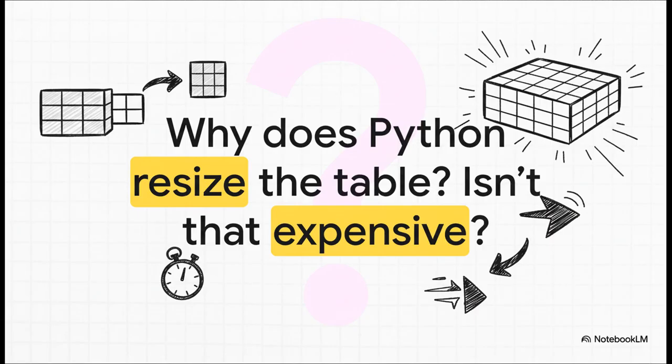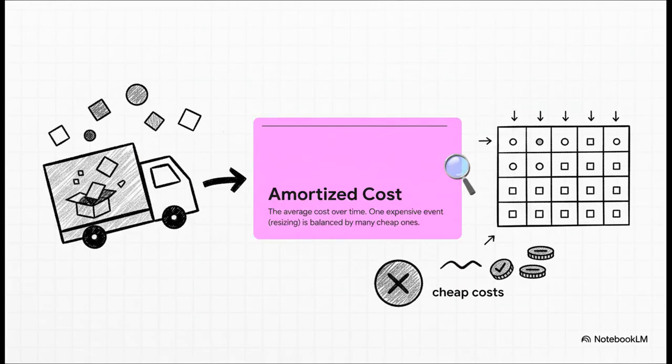If Python has to keep the table sparse, it must have to resize it as you add more and more stuff. And you'd be right to think that resizing a massive table sounds, well, expensive. So how can we still say that adding things to a dictionary is fast? The answer is a really cool computer science concept called amortized cost.